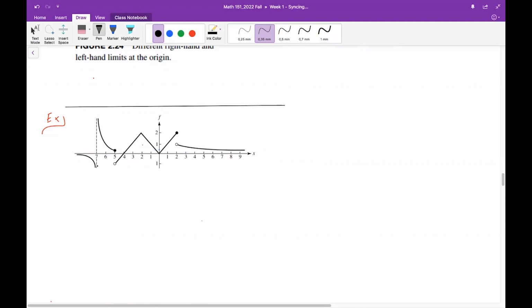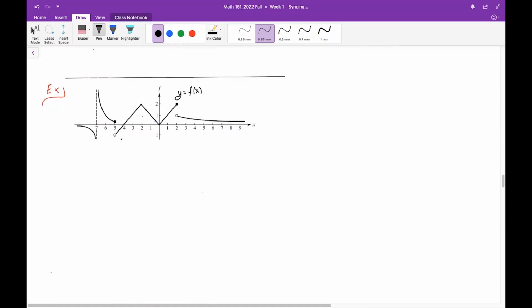This is a particular f of x function, and the graph looks like this. This is y equals f of x function. Okay, now let's try to understand limits at some particular points. For example, at x equals -7, sorry, this should be all minuses, by the way. At x equals -7, what happens to the limit of our function?